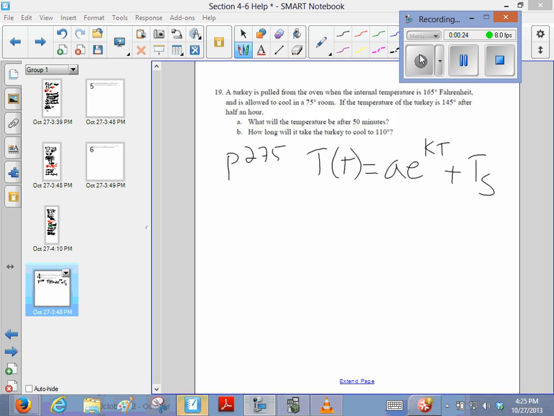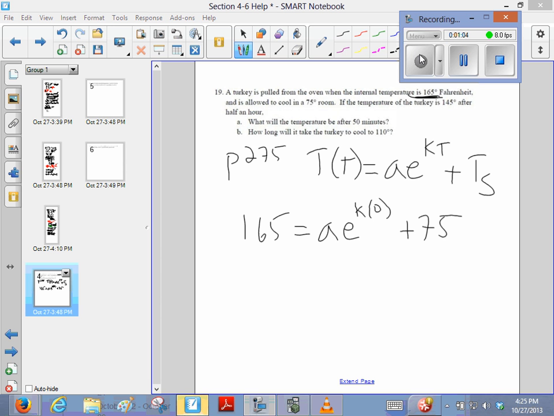So for this one, we're going to have to create an equation first to do any of this. They're telling me the temperature at time 0 is 165. So I know 165 degrees equals some initial value yet to be determined, at time 0, and that's in a 75 degree room. What this will let us do is find that constant in front of the e.